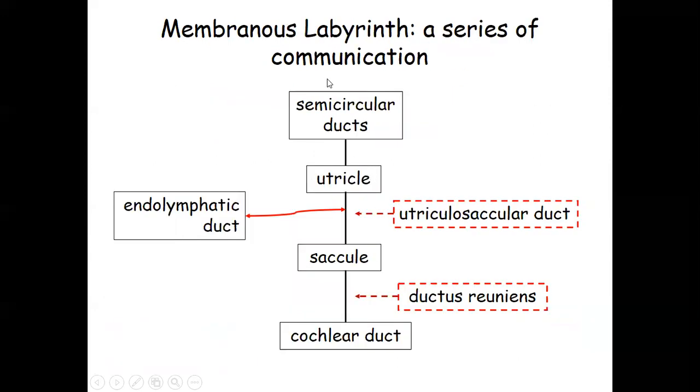Okay. So now we're going to discuss how the communication happens here. You can see here, the semicircular duct is connected to the utricle, and then later it will be connected to the saccule. The utricle is connected to the saccule by the utriculosaccular duct. In the middle here we have the utriculosaccular duct, and then we also have the endolymphatic duct here. The saccule is connected to the cochlear duct, and the duct that connects the saccule to the cochlear duct is the ductus reuniens.